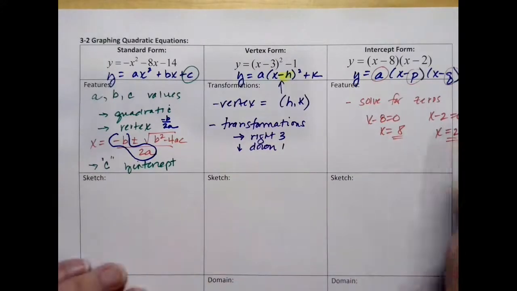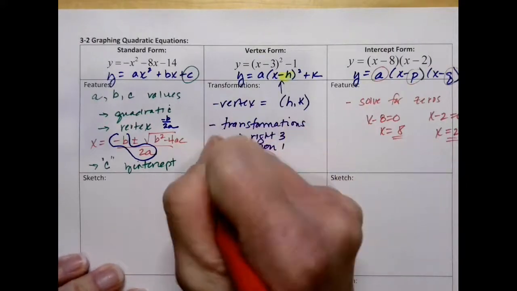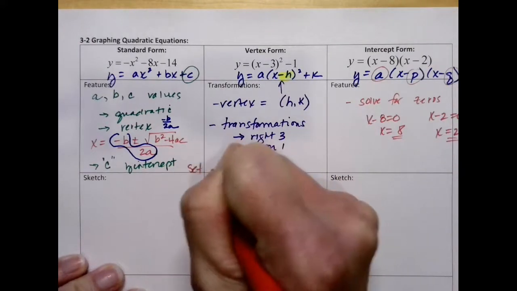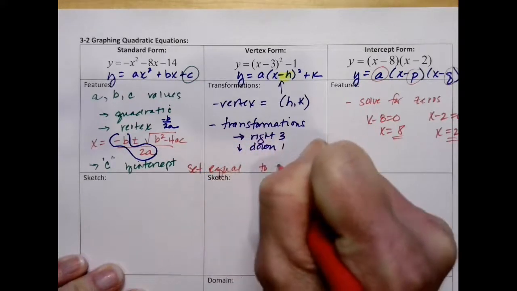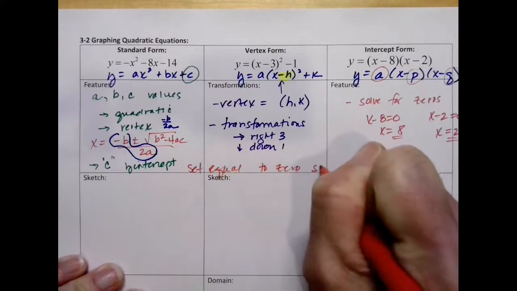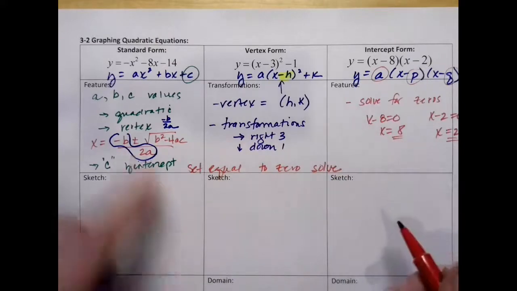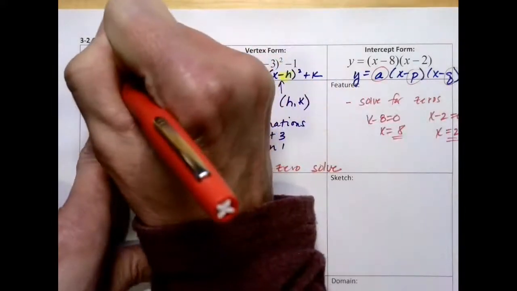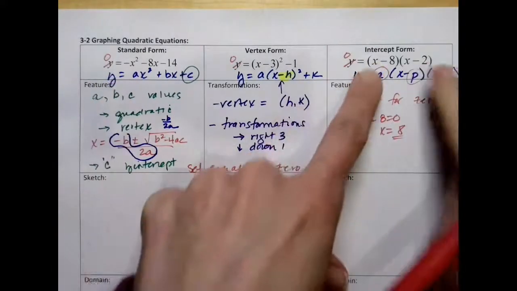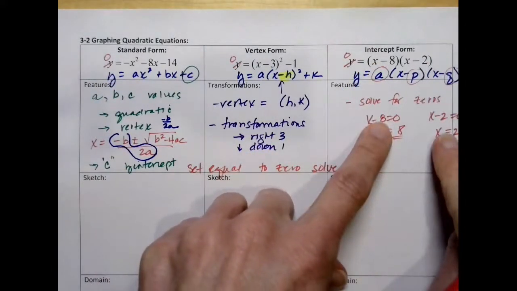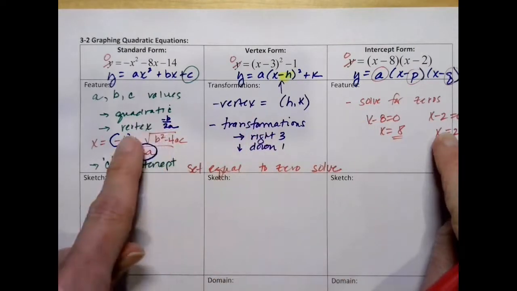Now, the interesting thing is we can also set each of these equal to 0 to solve. So if I take my function and make that equal to 0, I'm solving. If I make that equal to 0, I'm solving. The intercept form is the easiest place to find those x-intercepts, but I can also find them for these forms too.